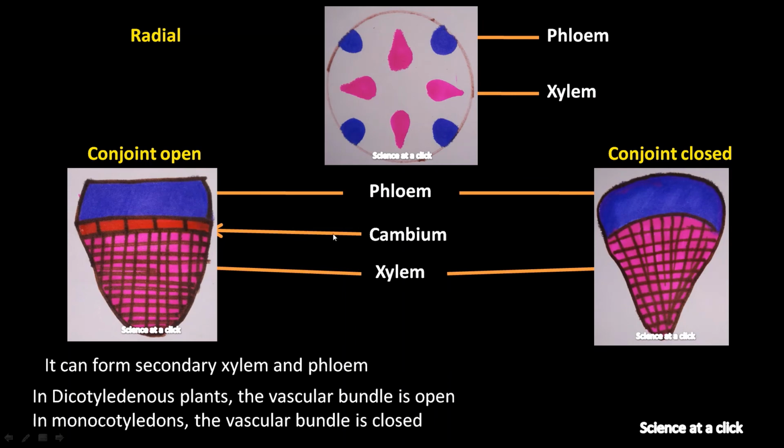The answer is simple: there is cambium present in the open type, which causes the formation of secondary xylem and phloem, which makes it open, whereas there is no such arrangement in the closed state. So this vascular bundle has no secondary xylem and phloem formation, so it is always closed.